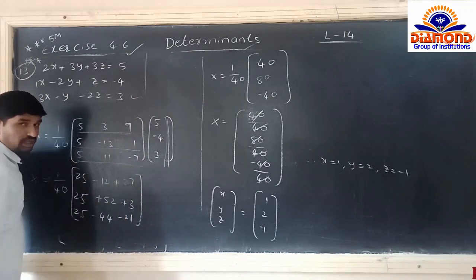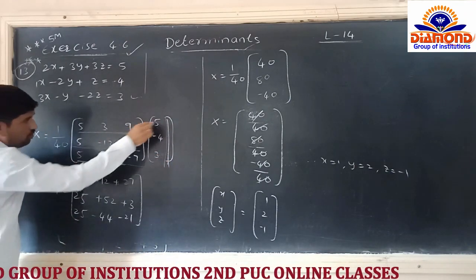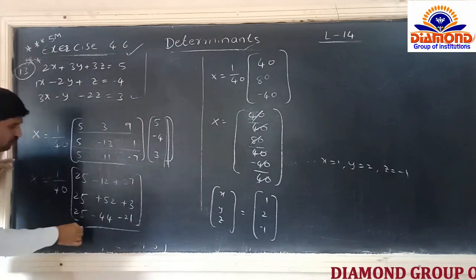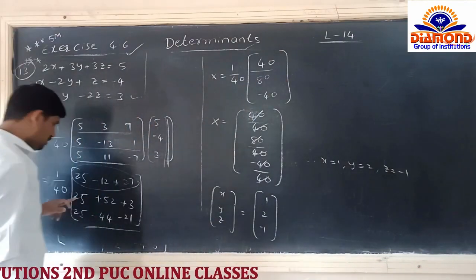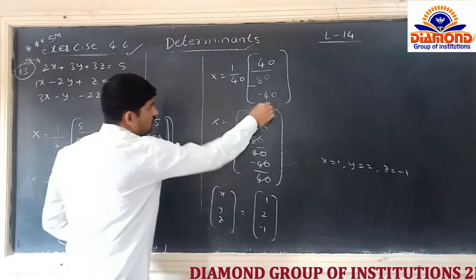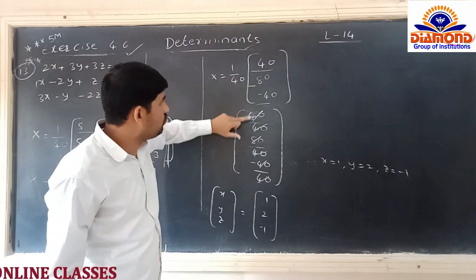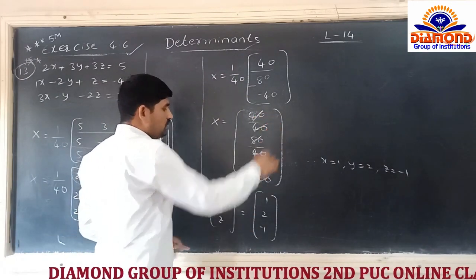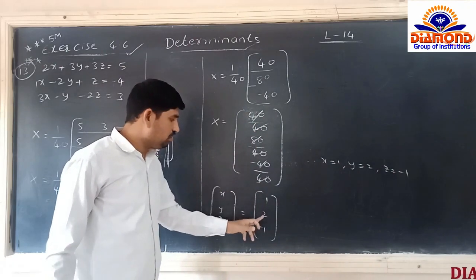Next one, again we take the last row, multiplying with the first column: 5 into 5 is 25, minus into plus is minus 44, minus into plus is minus 21. Completed now? Now this total simplification is 14, again the second one is 80, and the last one we got is minus 40. Now multiply this 1 by 40 inside the matrix, that is 40 by 40, 80 by 40 and minus 40 by 40. 40 gets cancelled, we are having 1 here, this is the 2, we are having minus 1. So we got 1, 2, minus 1.